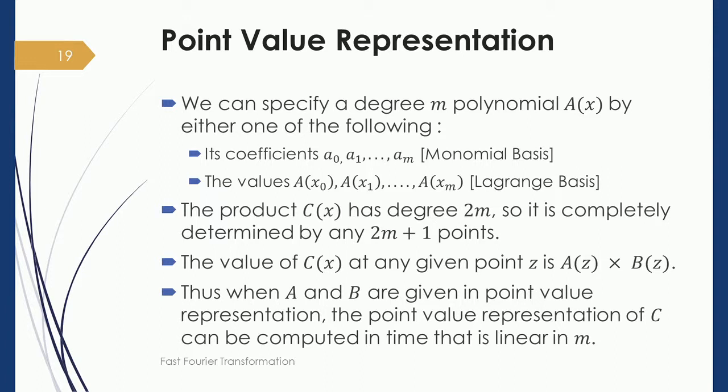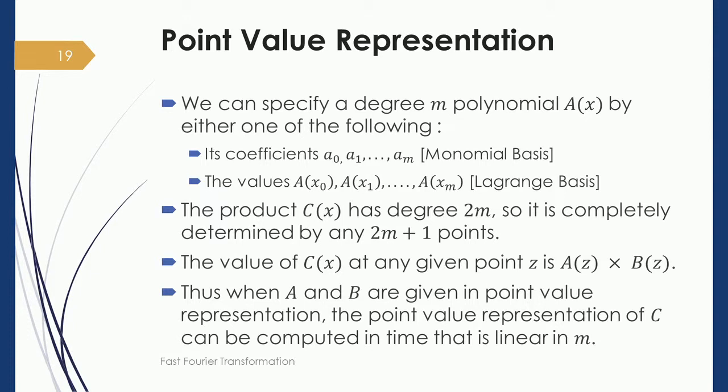The product c of x has degree 2m. So if we want to ensure that c of x can be fully represented in the point value representation, then we will require 2m plus 1 interpolating points at which c of x is evaluated. The value of c of x at any given point z is a of z times b of z.